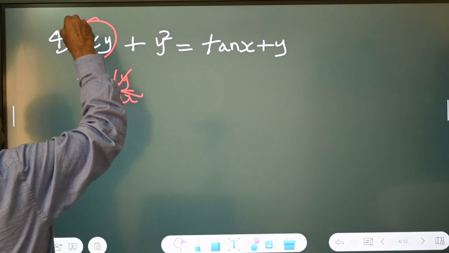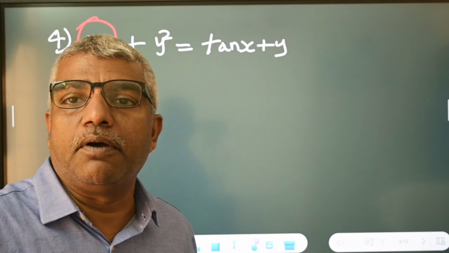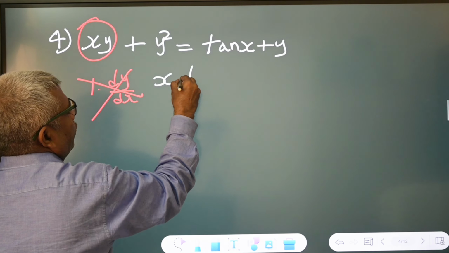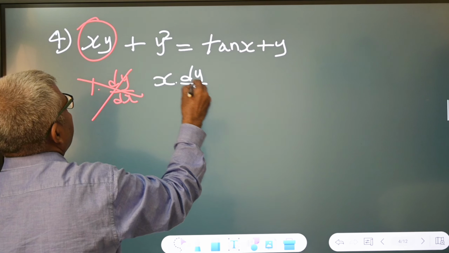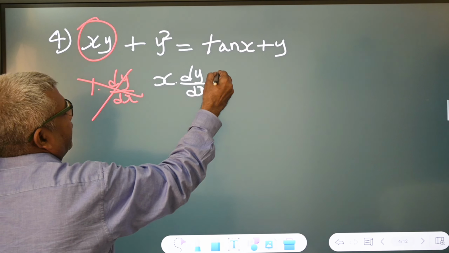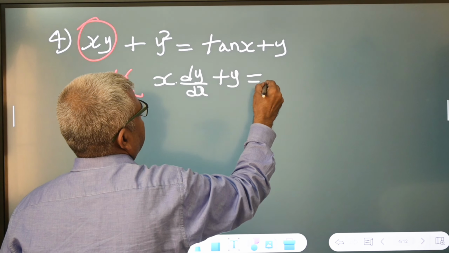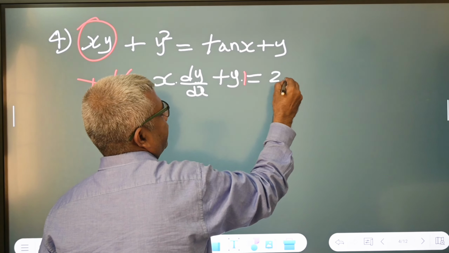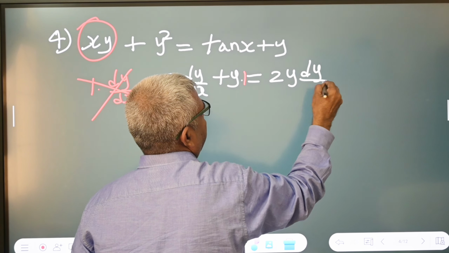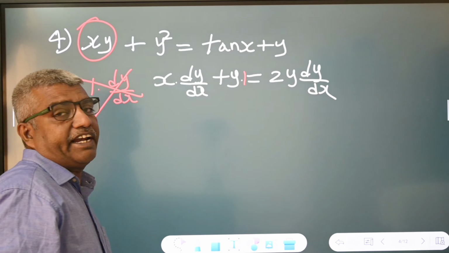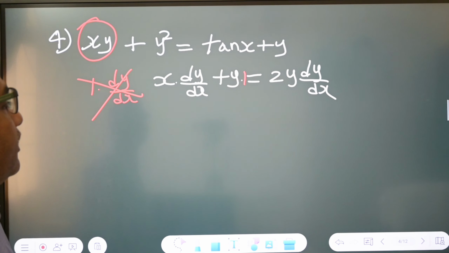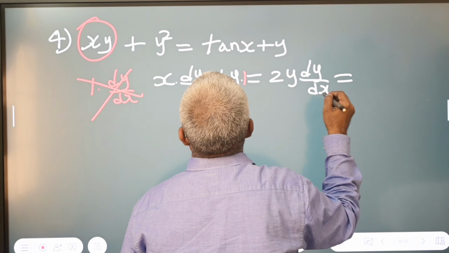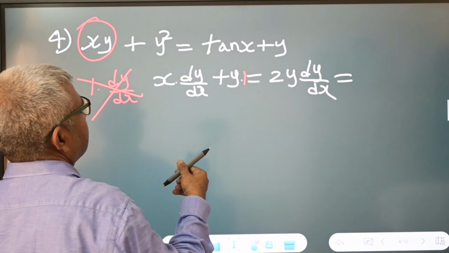xy, you have to do like the product rule. x dy by dx, y I am differentiating: dy by dx plus y, x if you differentiate, 1, so no need to put. y squared is 2y dy by dx. What is the differentiation of tan x? Tan x differentiation is secant squared x. Here plus.